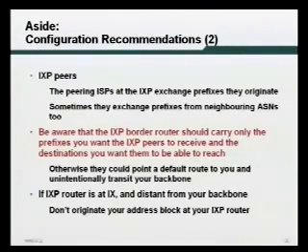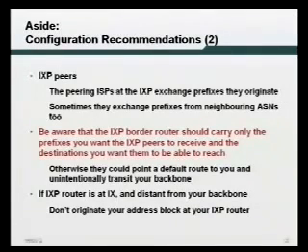At the exchange point, well, it's a similar thing here. The peering ISPs at the exchange will only exchange prefixes they originate. Sometimes they exchange prefixes from neighboring ASNs too, it just depends on the deal. Second big thing, be aware that the exchange point border router should carry only the prefixes you want the exchange point peers to receive and the destinations you want them to be able to reach. So don't put full routing tables on there unless you want them to use you as outbound transit.